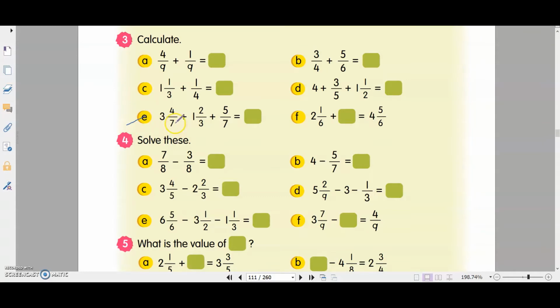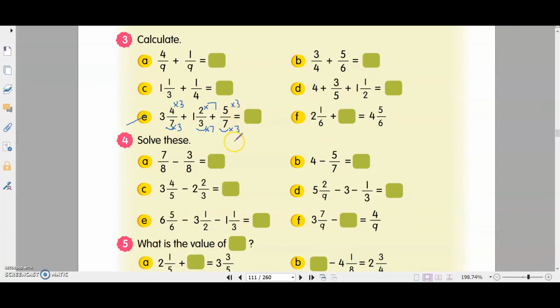Before we add the fractions, you have to make sure that the denominator, or the bottom number, are the same first before you plus. So how do we make them the same? We can times each other. That means 7 you can times 3, and then 3 you can times 7. So 7 you times 3, and then the top you also times 3. 3 you times 7, the top also you times 7. Then this one you also times 3, and then the top you times 3.